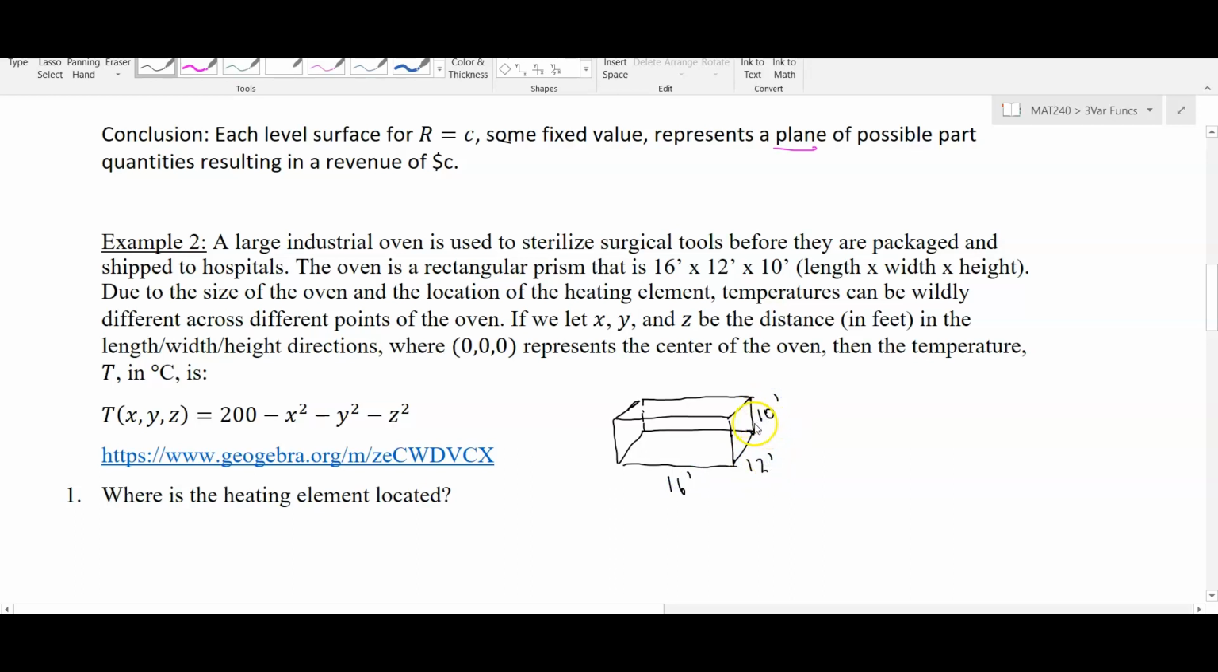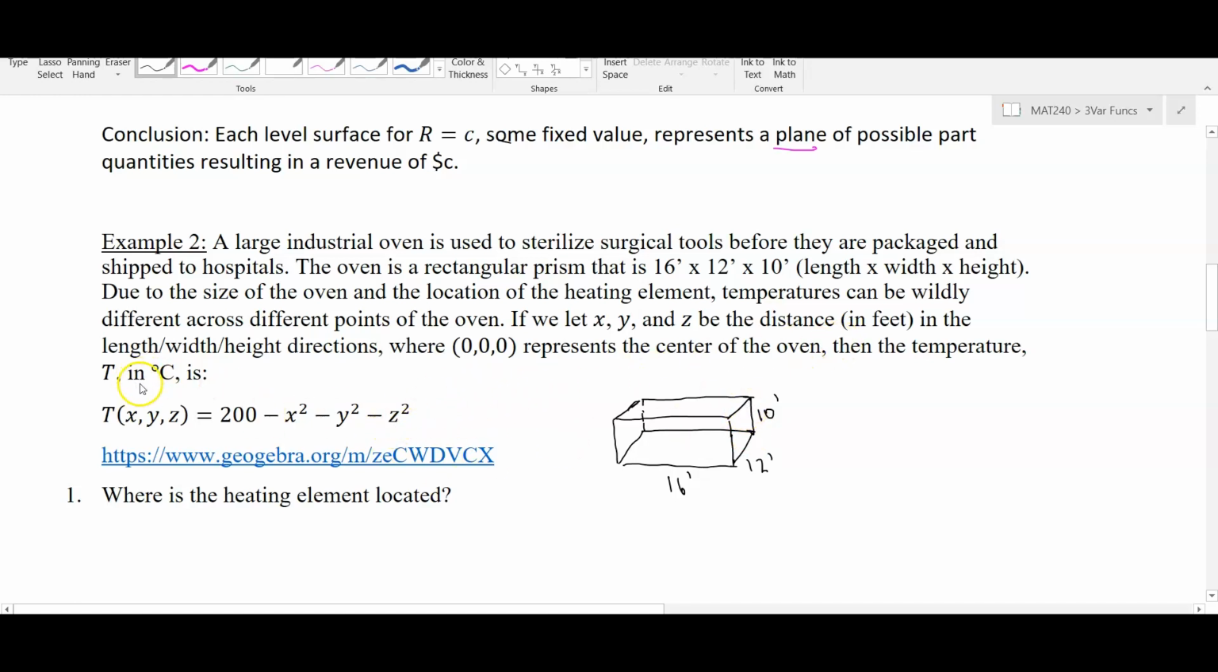Due to the size of the oven and the location of the heating element, temperatures can be wildly different across different points in the oven. If we let X, Y, and Z be the distance in feet, in the length, width, height direction, then X represents how far, say, to the right or left you are of this particular point, 0, 0, 0. Y represents the distance backward or forward, and Z represents the distance upward or downward relative to this point, 0, 0, 0.